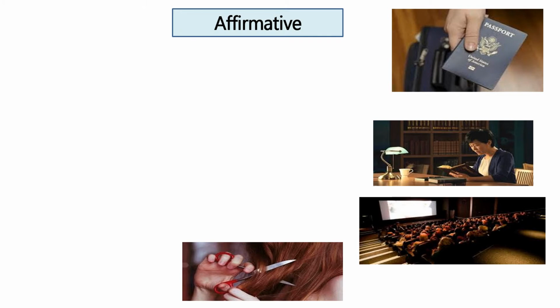Now we will take the form. What does the sentence consist of? How do I make a sentence in present simple? I understood the meaning, I use it for a habit or a fact. Now I want to know how to make a sentence. First of all, we will take affirmative. How to make an affirmative sentence in present simple.